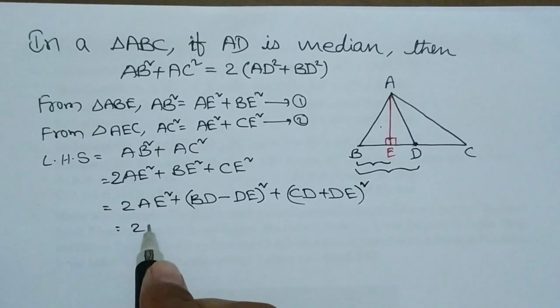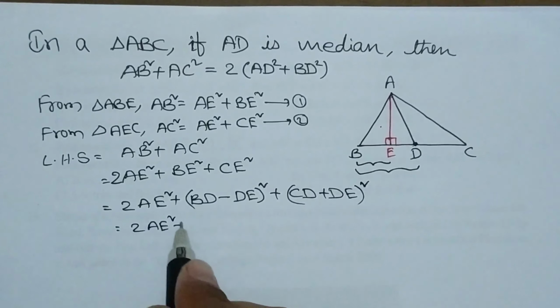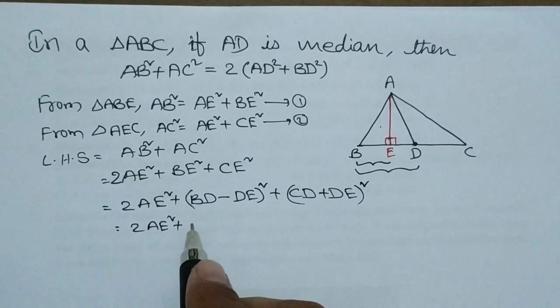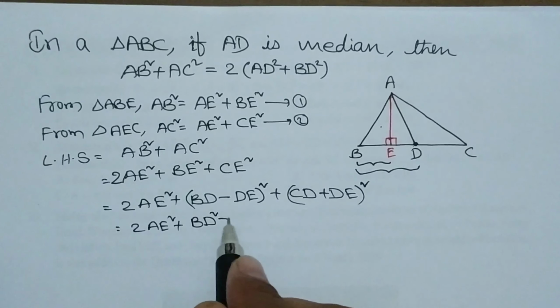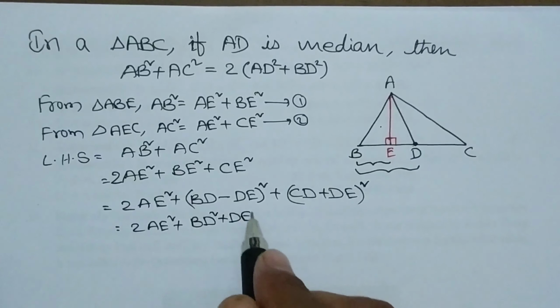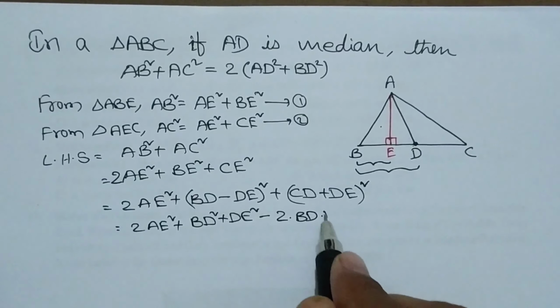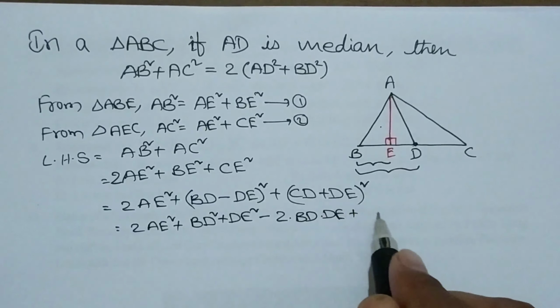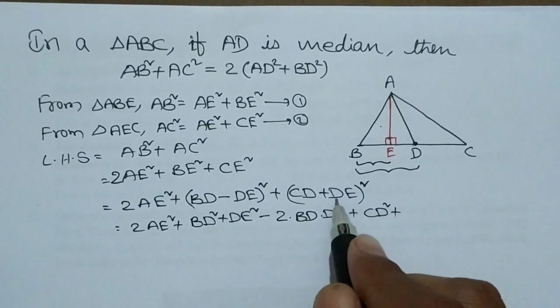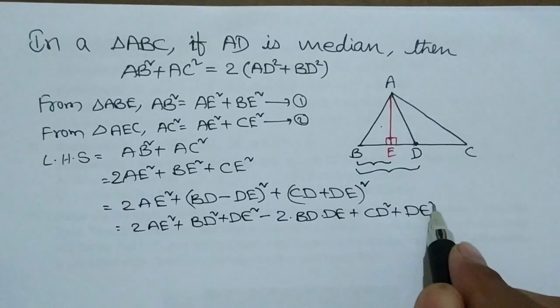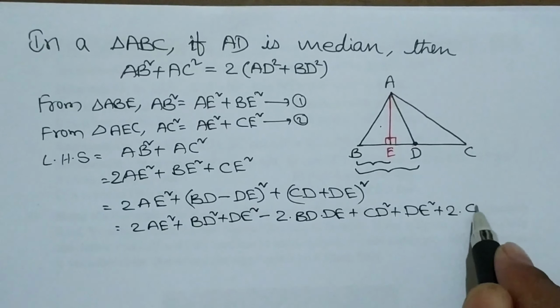Now write 2AE square as it is, plus here let us apply the A minus B whole square formula. A square means BD square, plus B square means plus DE square, minus 2AB, 2 times BD into DE. Here the A plus B whole square formula: A square means CD square, plus B square means plus DE square, plus 2AB, 2 times CD into DE.